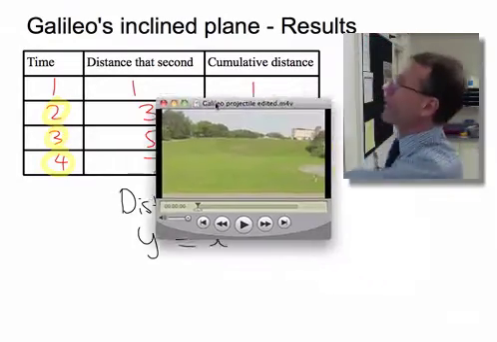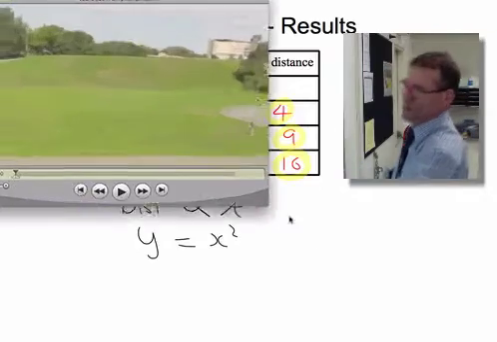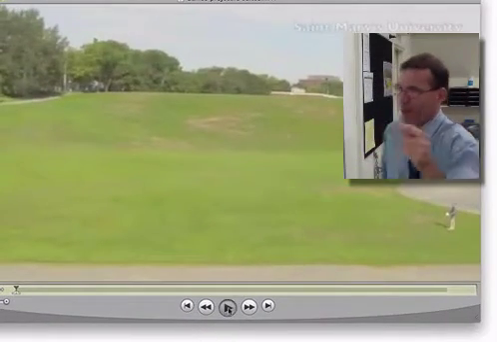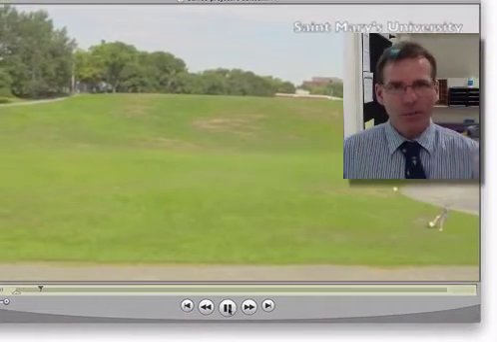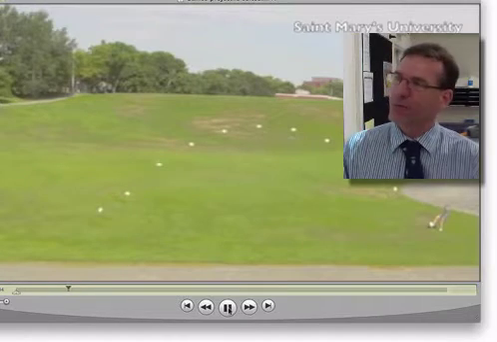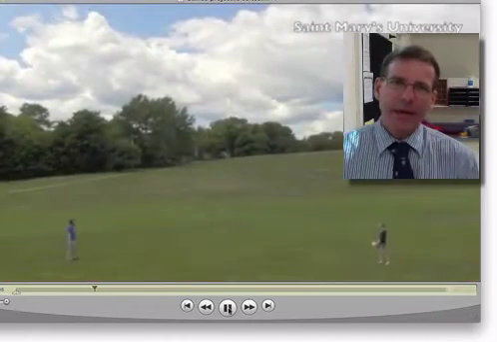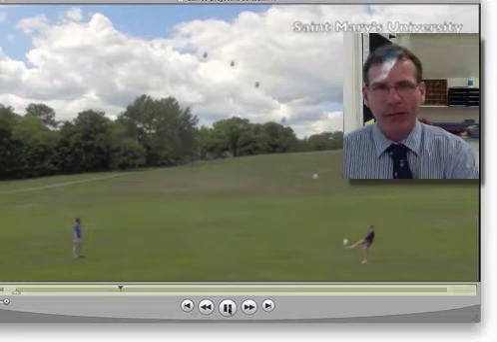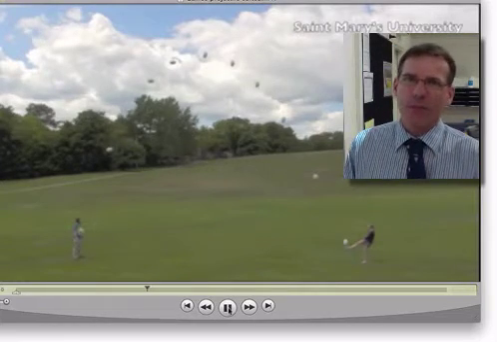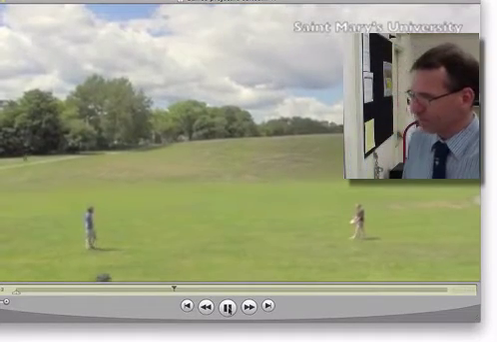a parabolic pathway, which is exactly what these dudes at some university are showing as they kick this rugby ball, because it's an unpowered object. It falls into the category of being a projectile, and it doesn't matter whether you kick it up high or kick it sort of down low, it always follows some kind of parabolic pathway.